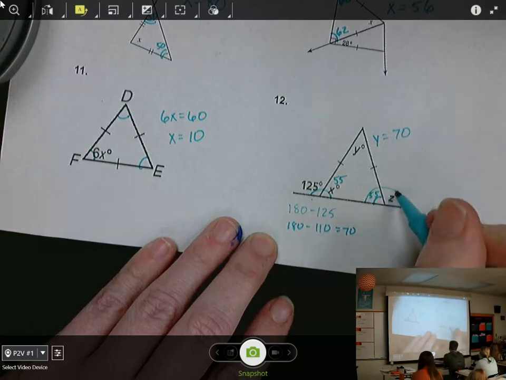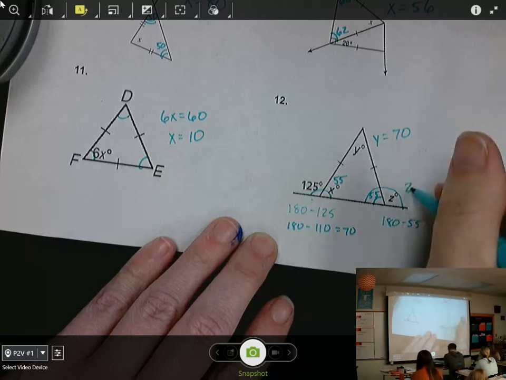Again, this whole thing is a linear pair, so I do 180 minus 55, and that's 125. So z equals 125.